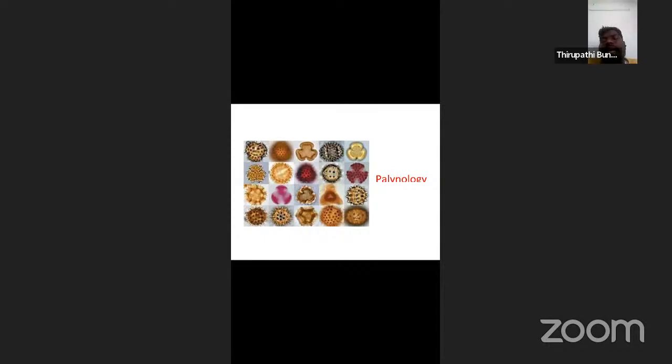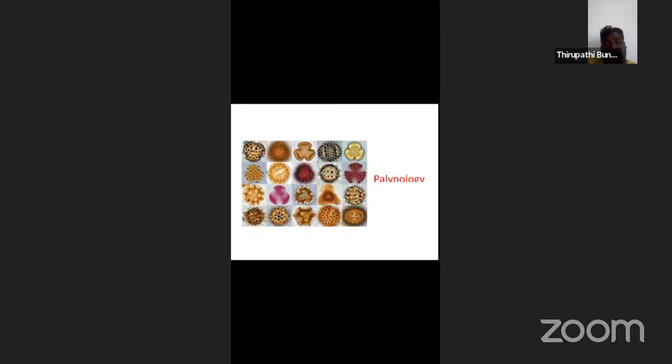All these are pollen grains. Palynology means the study of pollens. The word palynology was first introduced by Hyde and Williams, 1944.